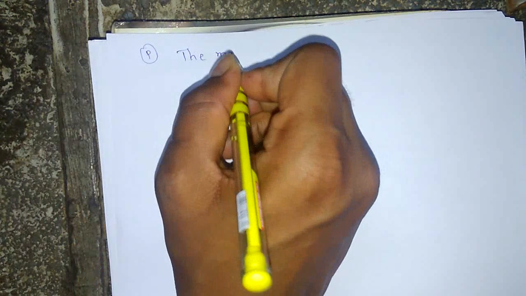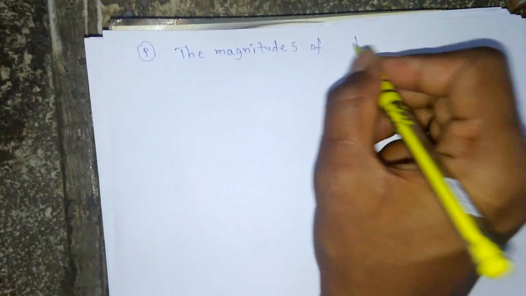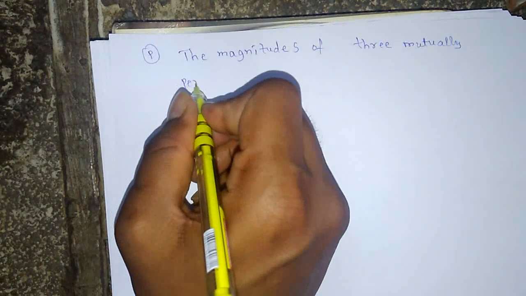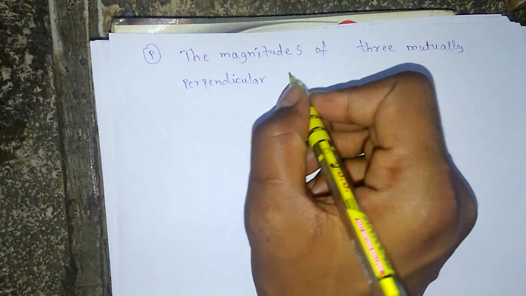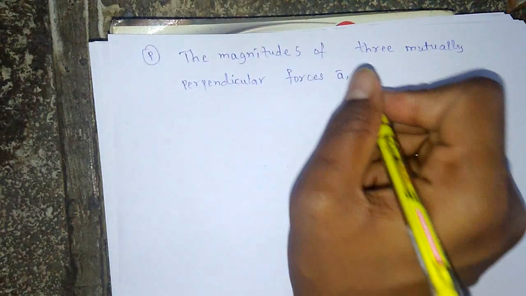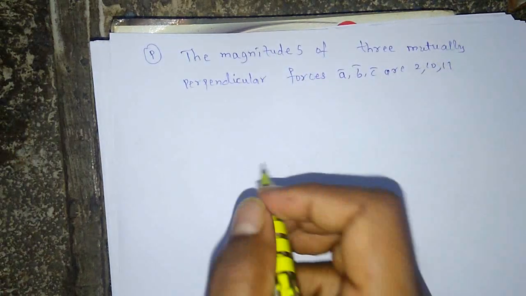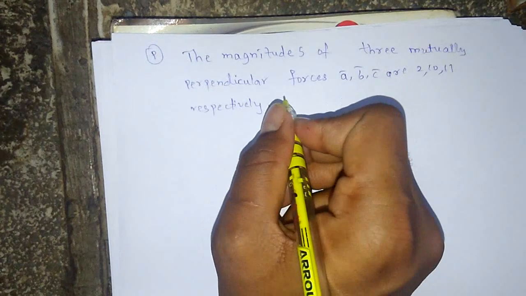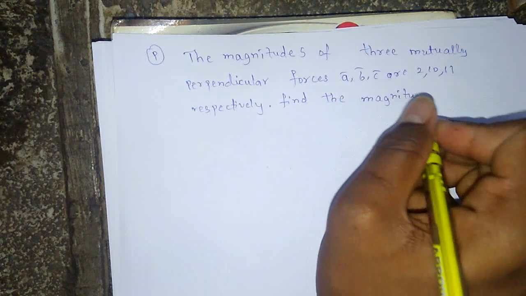So next problem is, the magnitudes of three mutually perpendicular forces A bar, B bar, C bar are 2, 10, 11 respectively. Find the magnitude of the resultant.